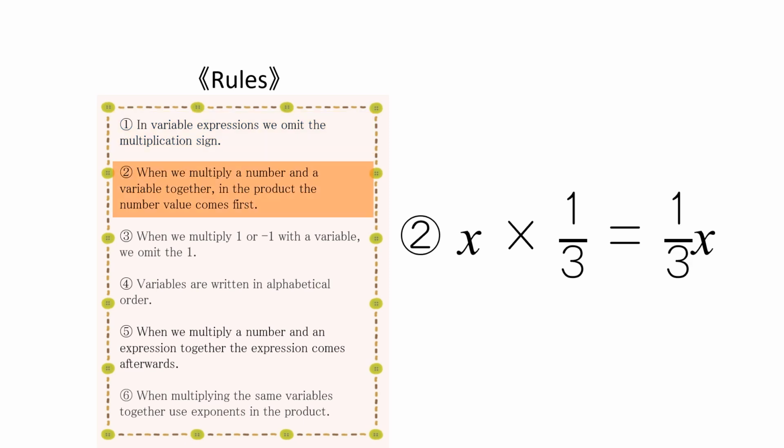The second rule is that when we multiply a number and a variable together, in the product, the number value comes first. X times 1 over 3 is expressed as 1 over 3x.